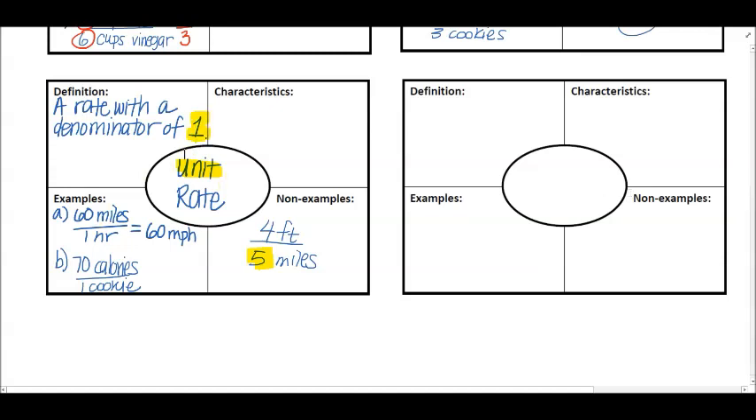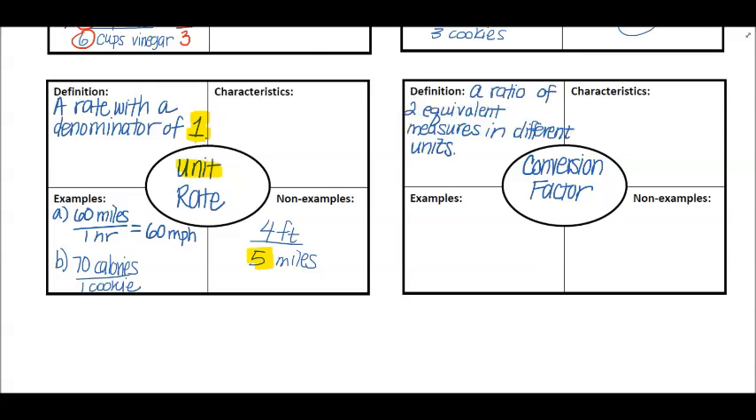Okay. Last definition that we're going to look at is conversion factor. So conversion factors are very handy when we want to go and move from one unit to the other, such as changing miles into feet or inches into centimeters. Pretty much any like unit, so like units of length or units of volume or units of area or whatnot, and we want to change one to the other, then we're going to use a conversion factor. So the definition of a conversion factor is a ratio of two equivalent measures in different units.